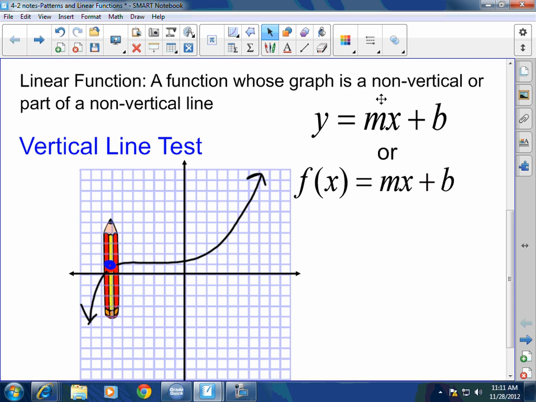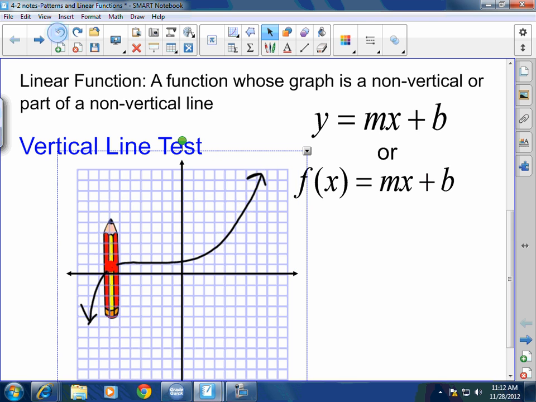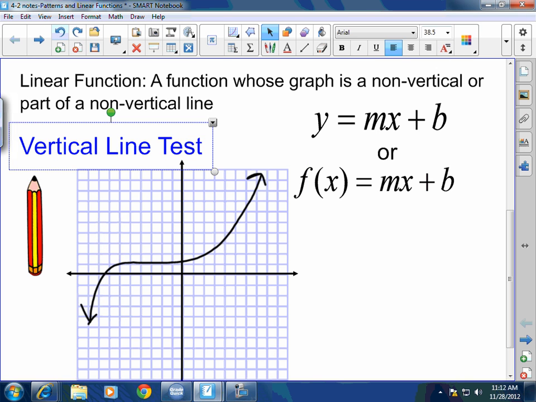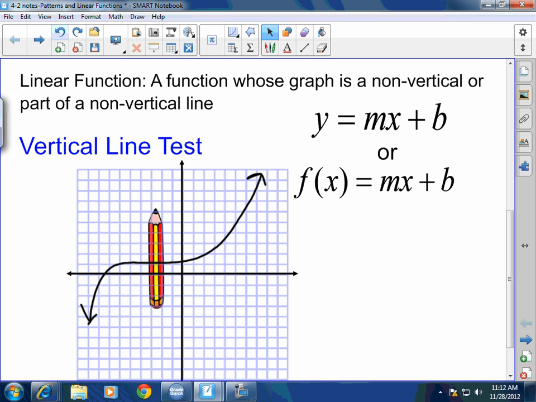Crud. Hold on, let me go back. Let me do this the right way. Okay, there we go. At this point of x, how many y's do I hit? At this point on the graph, how many y's do I hit at that x? One. Do you see what I'm saying?